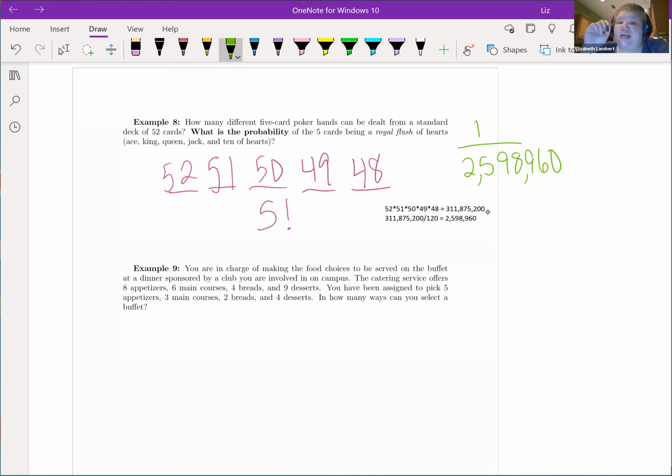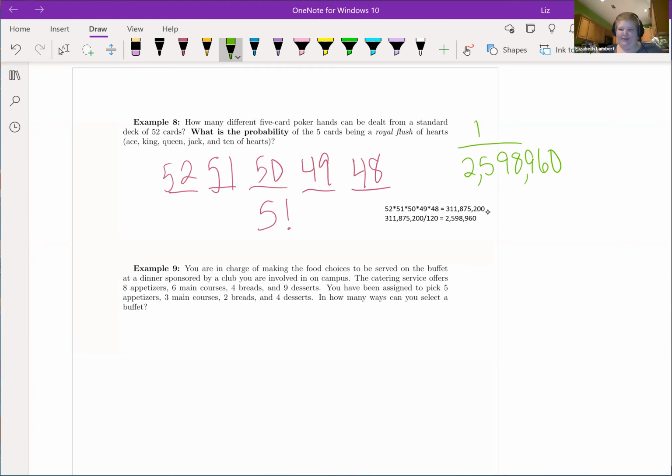Now, if they had just said, what's the probability of a royal flush? There are 4 ways to get a royal flush, 1 in each of the suits. So then I'd have a 4 on top, and then I'd have to reduce. But this is why I don't like card questions, because this is assuming you understand poker and that the order you get the cards in doesn't matter, and that you kind of know what a royal flush is. Like, this is why I don't like card problems. It's too many assumptions.